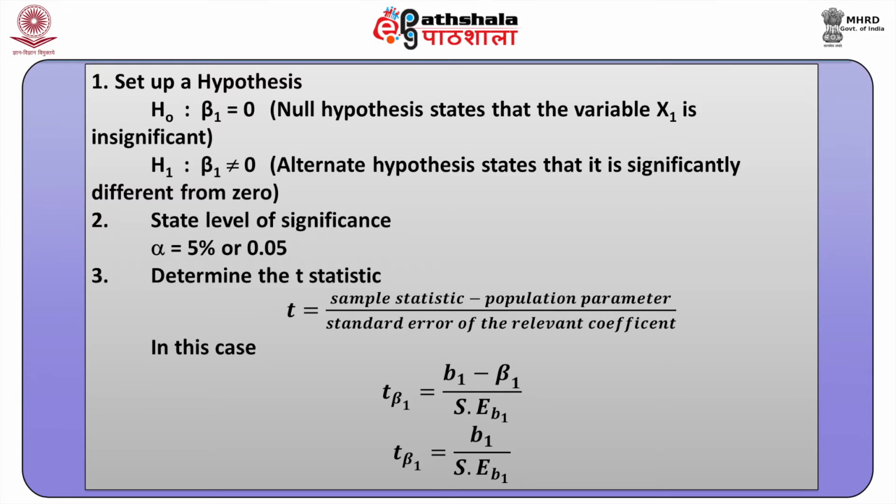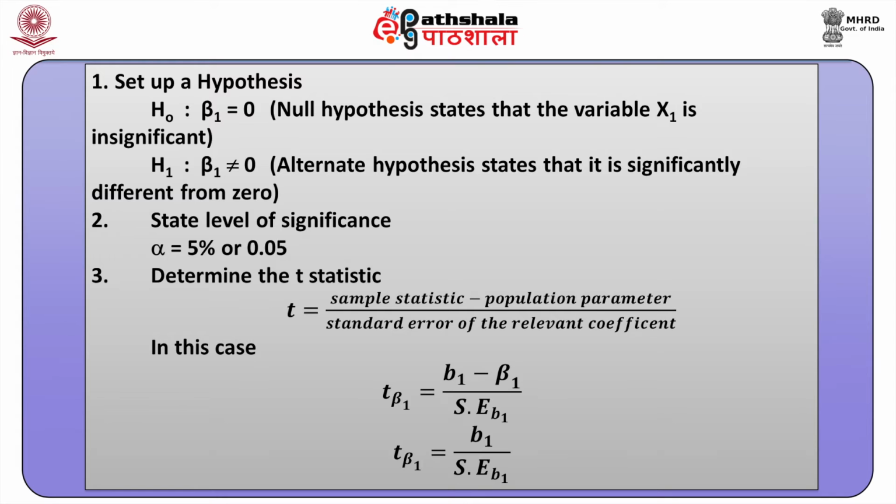Set up a hypothesis. H0: beta 1 equal to 0. The null hypothesis states that the variable x1 is insignificant. H1: beta 1 is not equal to 0. The alternate hypothesis states that it is significantly different from 0. State the level of significance: alpha is equal to 5% or 0.05.